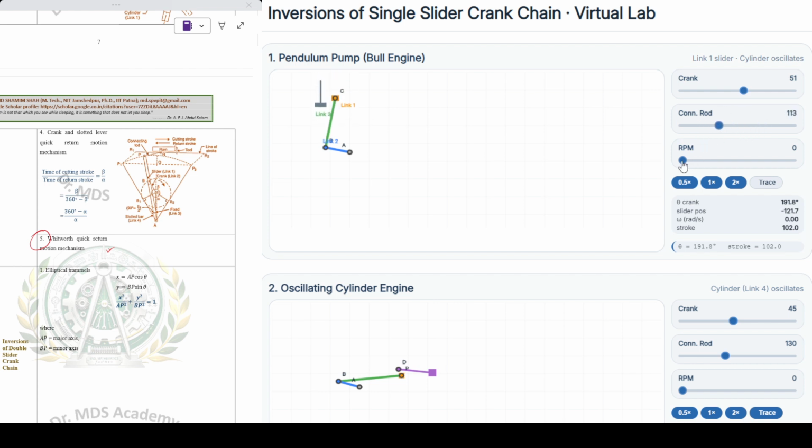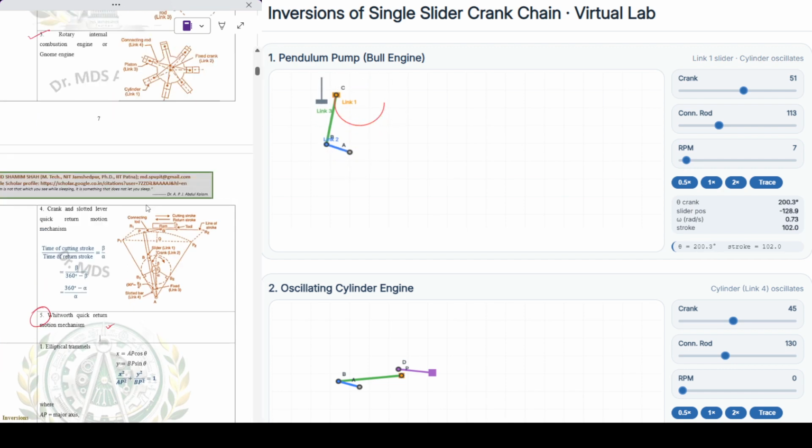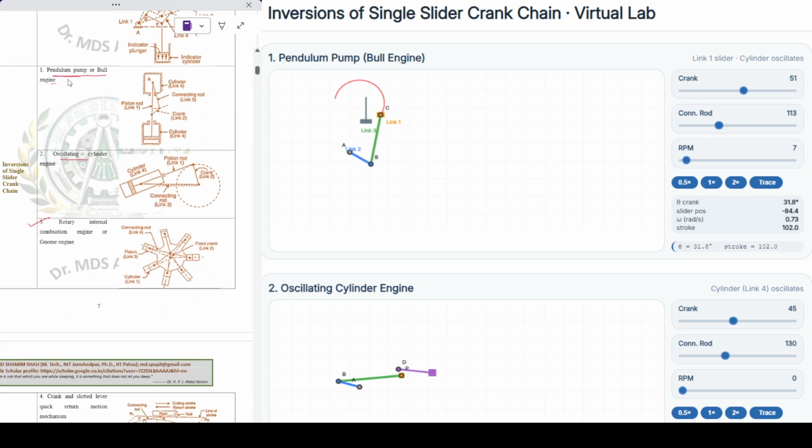Now we are going to see how the motion takes place, or how the construction line is made by this pendulum pump. Just make it on trace. See how this mechanism is making the construction line. Make the RPM a little higher. At the top you will find a piston. Here in the pendulum case, we are having a piston here. This is the upper side.